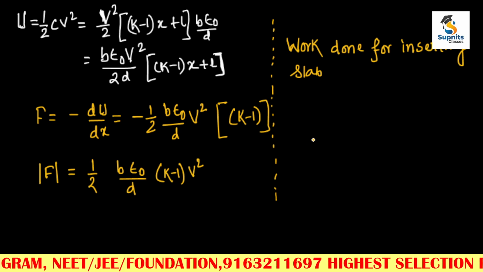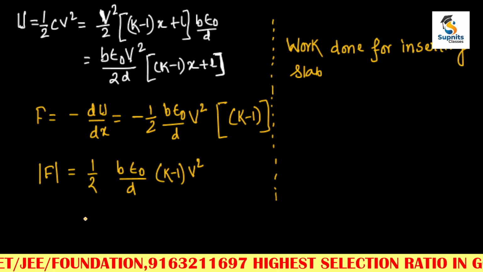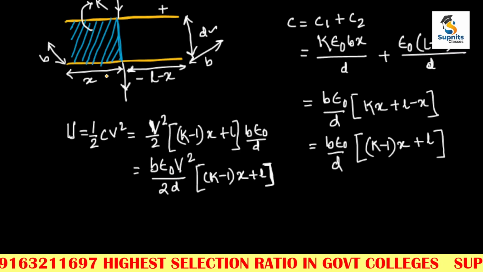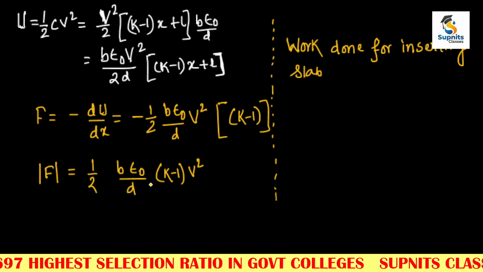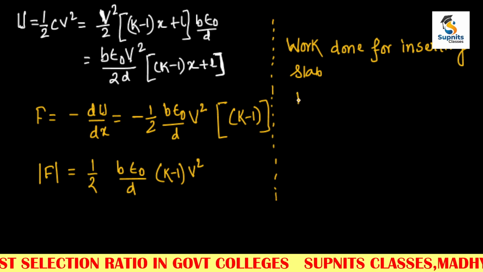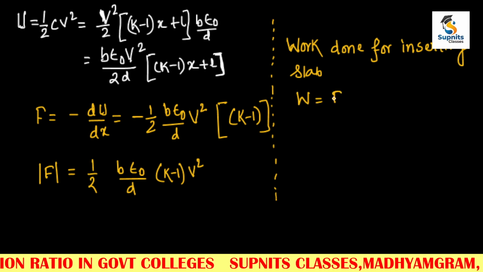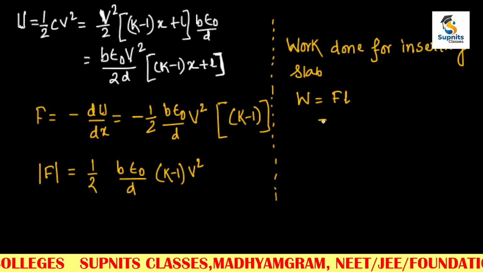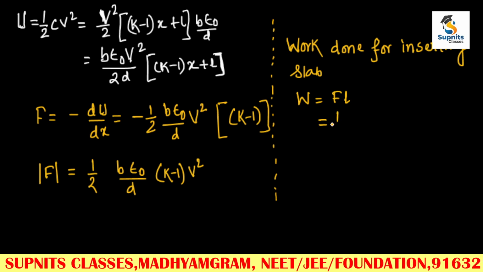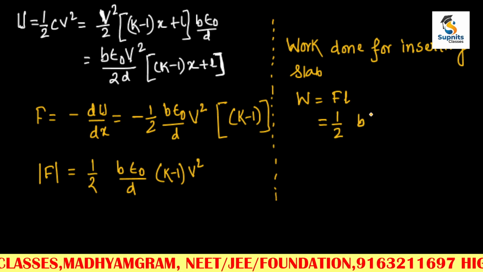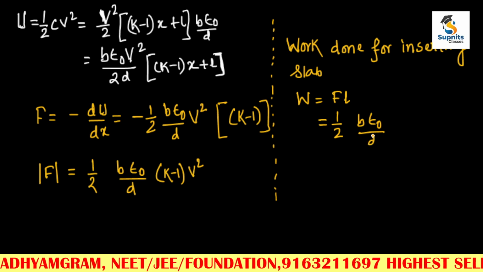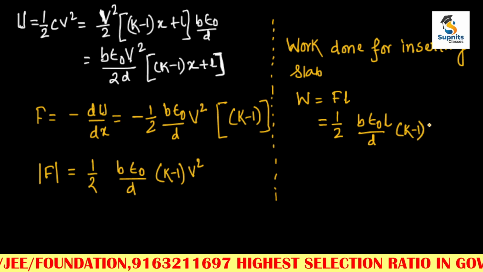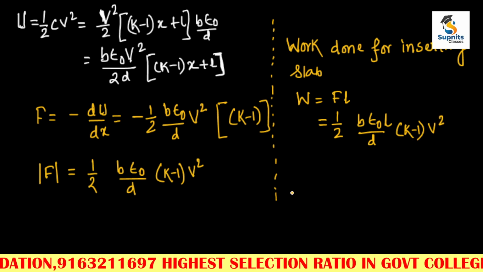One thing is good: if you see this force, it does not depend on how much length you have entered, because you have entered a length of x, but the force does not depend on that. So work done is equal to force into the total distance that you are inserting, that is L. So this is pretty easy: half B epsilon naught by d, another L will come over here, (K minus 1) into V square.